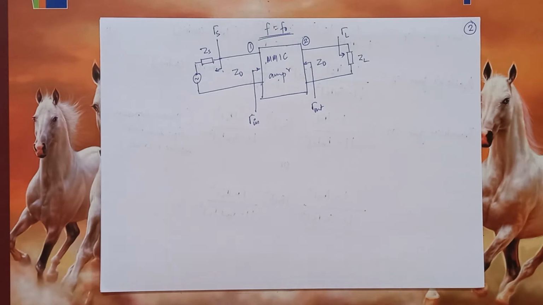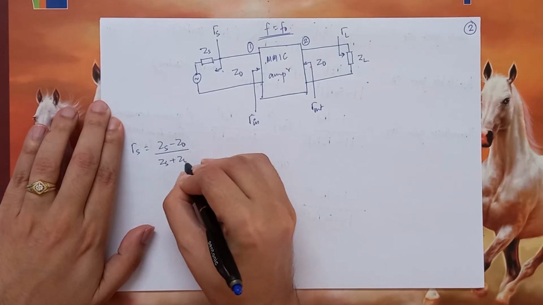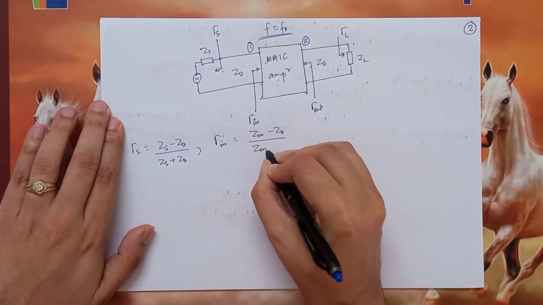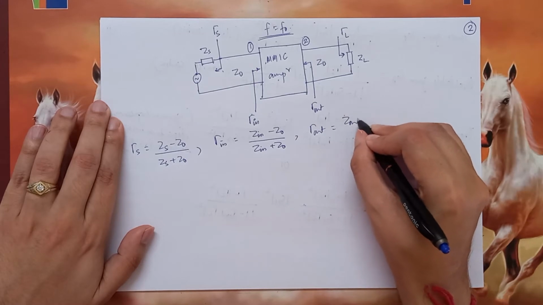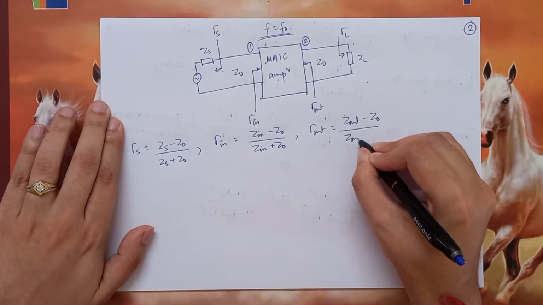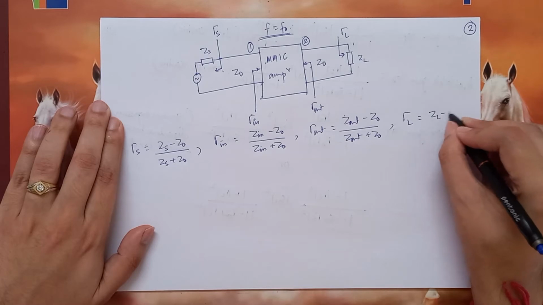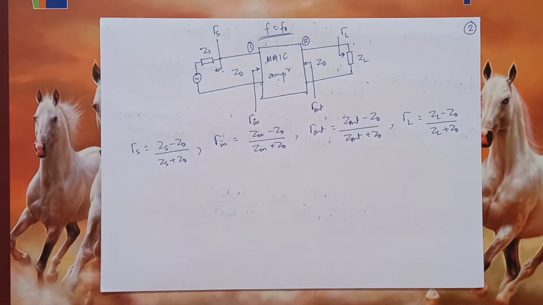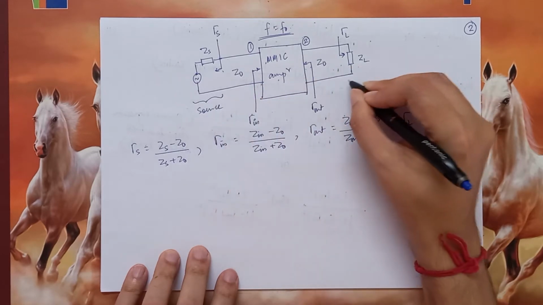So very quickly, I'll repeat what all these are. Gamma S is Zs minus Z0 divided by Zs plus Z0. Gamma in is the input impedance of the amplifier, Zin minus Z0 divided by Zin plus Z0. Gamma out depends on the output impedance of the amplifier, Zout minus Z0 divided by Zout plus Z0, and the load reflection coefficient gamma L, as we all know from before, is ZL minus Z0 divided by ZL plus Z0. Now, what is a little easier to handle is the source and the load. This is the source and this is the load.